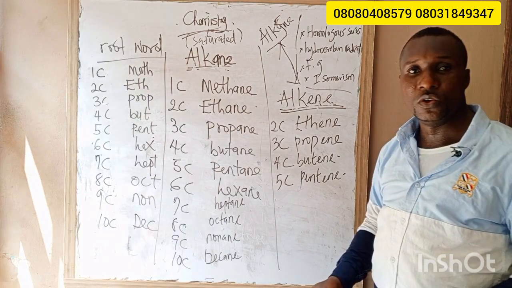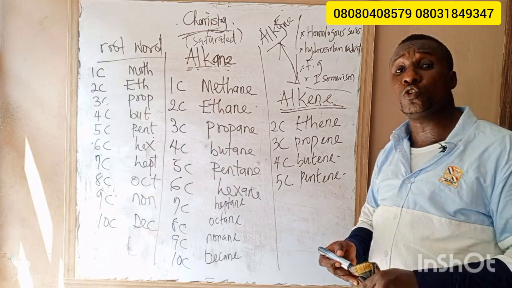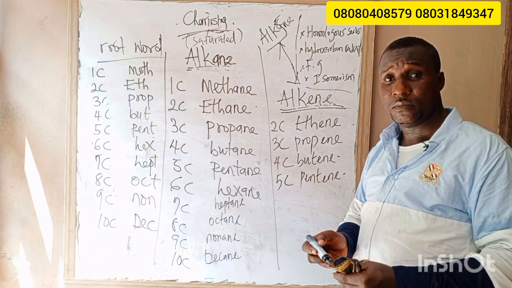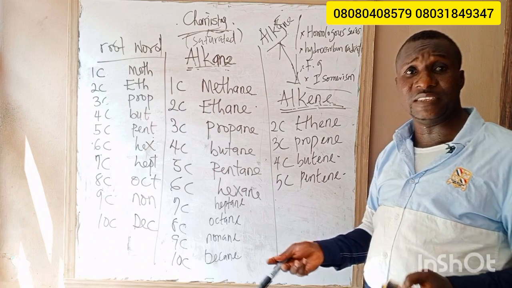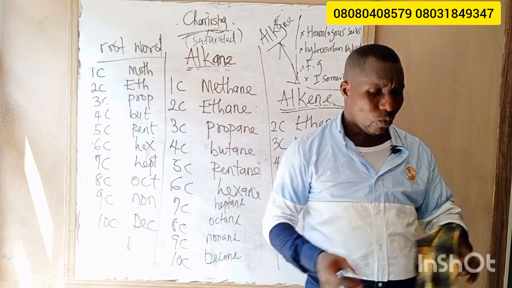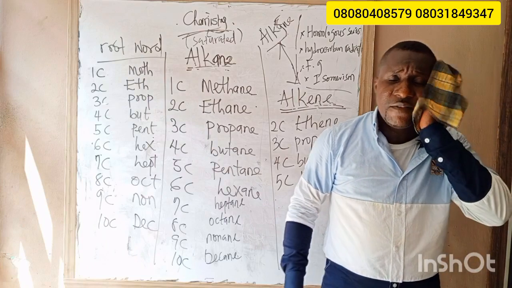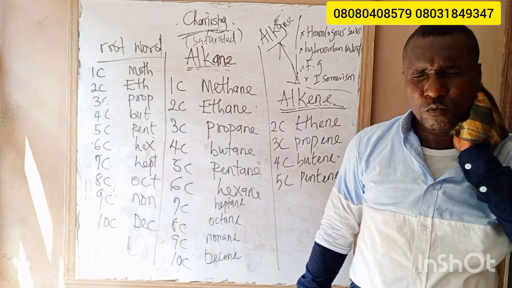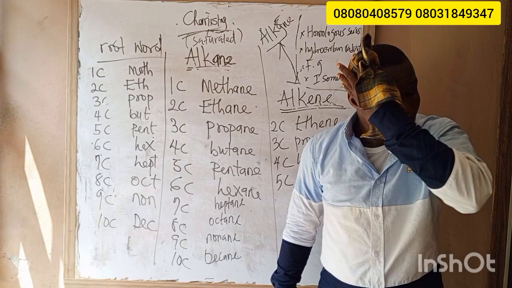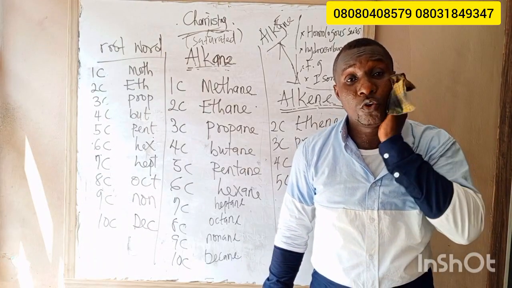Then you can do the rest. Then let us go to homologous series better, because I told you the characteristics of homologous series. That question came out in WAEC. WAEC says give 4 characteristics of homologous series.